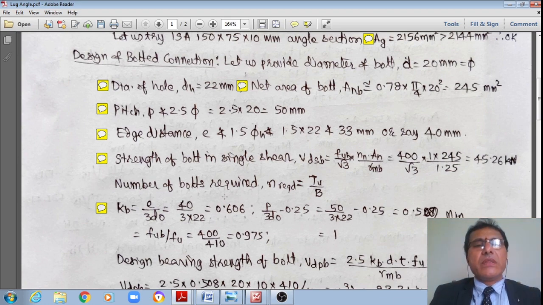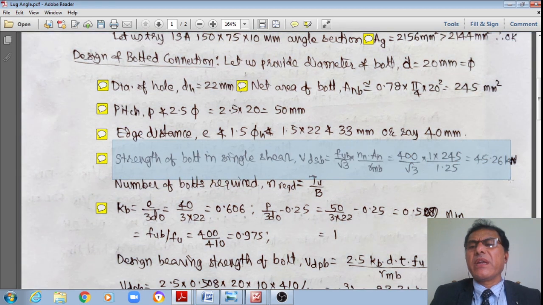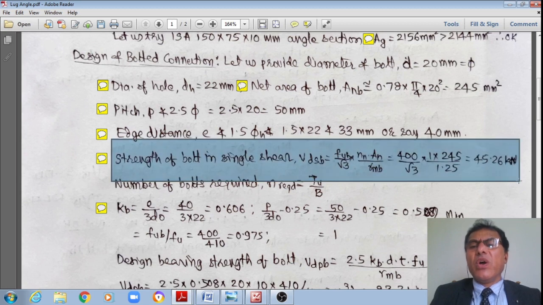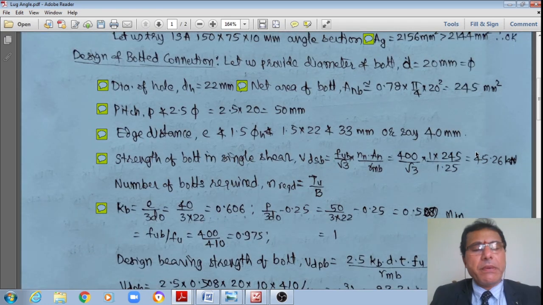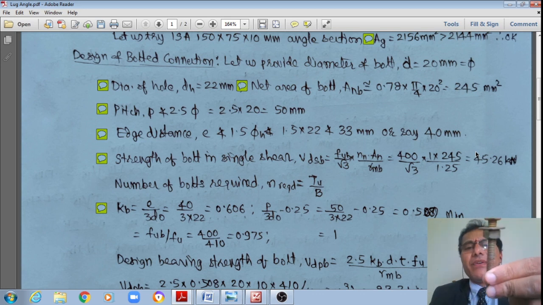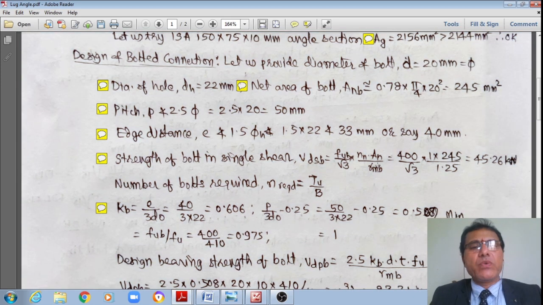Therefore, now the strength of the bolt in single shear, VDSB, substituting the numerics, is 400 divided by root 3 multiplied by single shear, 1, multiplied by 245 divided by 1.25, that divided by 10 to the power 3. It works out to 45.26 kilonewton. You can simply remember that for a single shear for 20 mm dia, the strength of the bolt is equal to 45.26.